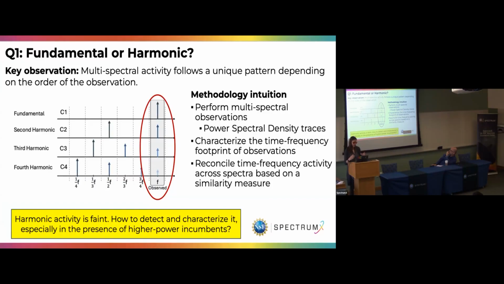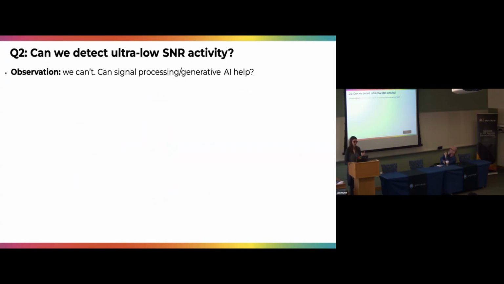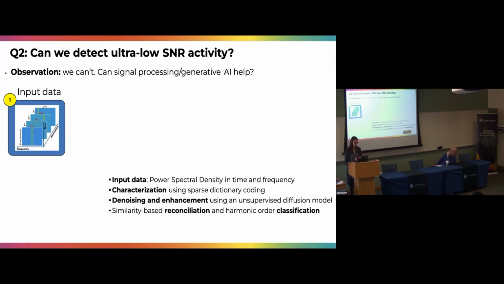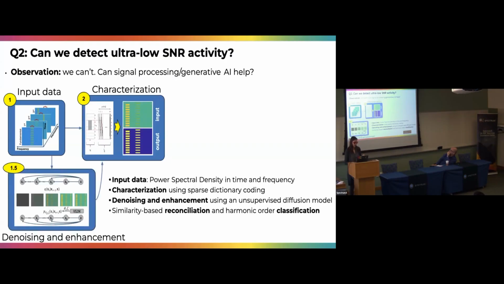The challenge that emerges here is that harmonic activity is faint, so how do we detect and characterize it, especially in the presence of high power incumbents? The intuition is that we cannot do that directly in raw spectrum traces. So part of what Andrew and Vasu have been looking into is, given this multispectral input data, how to characterize it, and how to aid accurate characterization by the use of generative AI, particularly diffusion models that can be used for denoising and enhancement of poor quality images traditionally, and now we start exploring this in the context of spectrum traces.